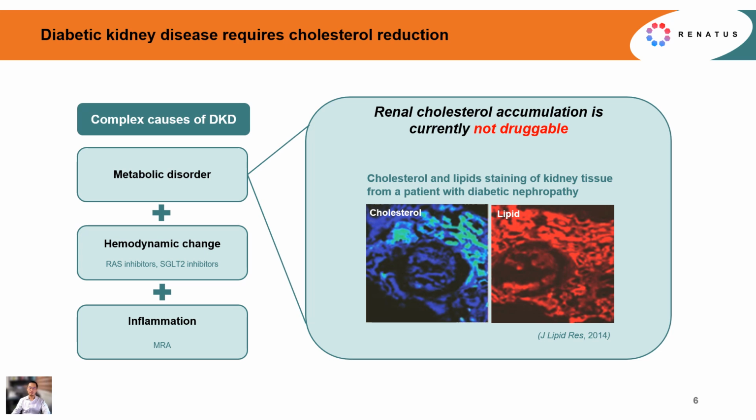Diabetic kidney disease is a complex condition driven by multiple factors involving metabolic dysfunction, hemodynamic changes, and inflammation. As shown in the images on the right, cholesterol dysregulation and accumulation are prominent features of diabetic kidney disease. Although they may be the underlying cause of the disease, these abnormal cholesterol conditions are currently not druggable. Importantly, statins, which lower circulating LDL levels, do not improve the prognosis of diabetic kidney disease.